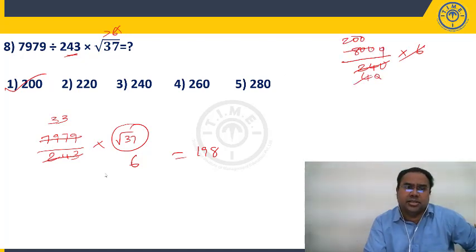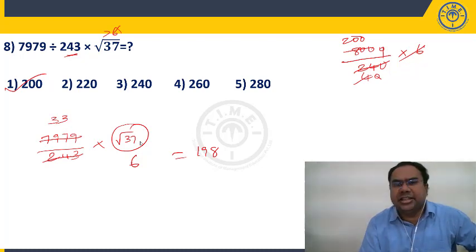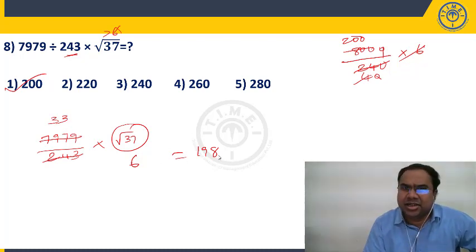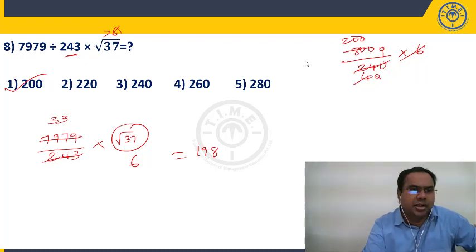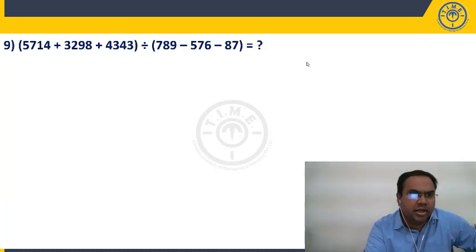You can also do it like this. Approximately 33 into 6 is 198, slightly more than 198, so 200. That is my option, or you can take it like this and solve. The first option should be your answer, students.